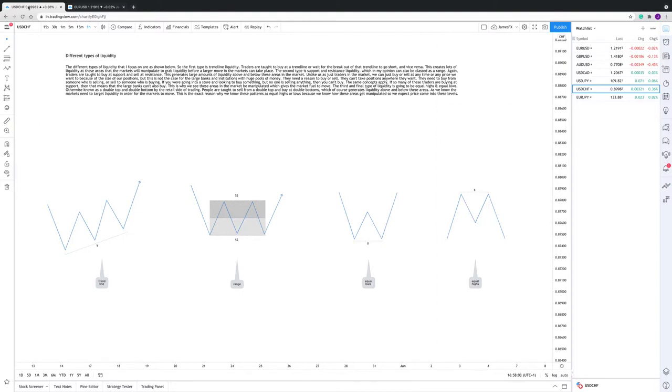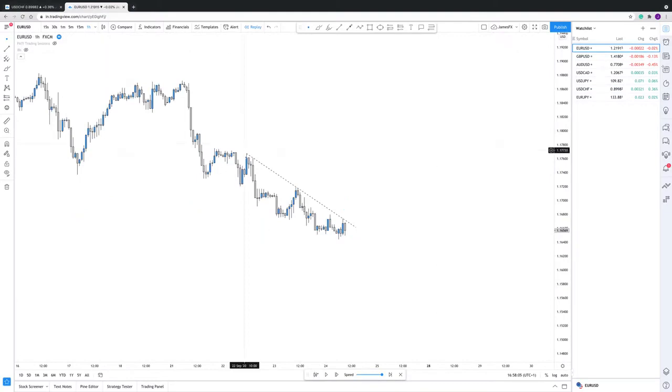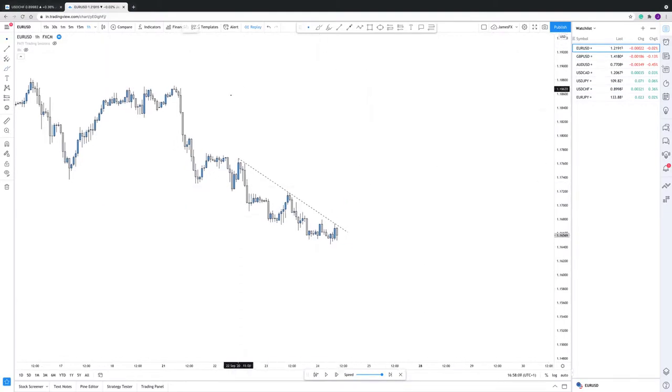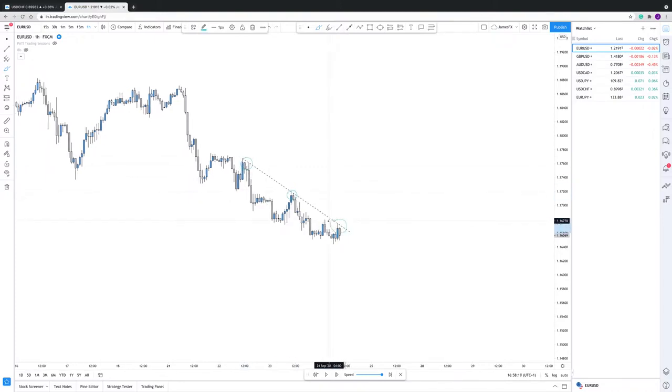So if we jump onto Euro USD, we're going to be looking at a downsloping trend line, for example. You can see we're clearly bearish, putting in these lower lows and lower highs. We have one tap, two tap, and then a third tap of this trend line. And note how the wicks are meeting perfectly.